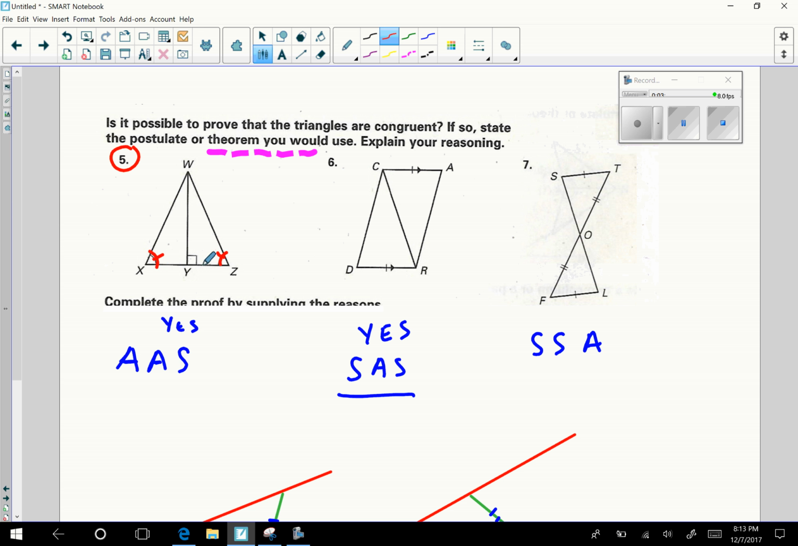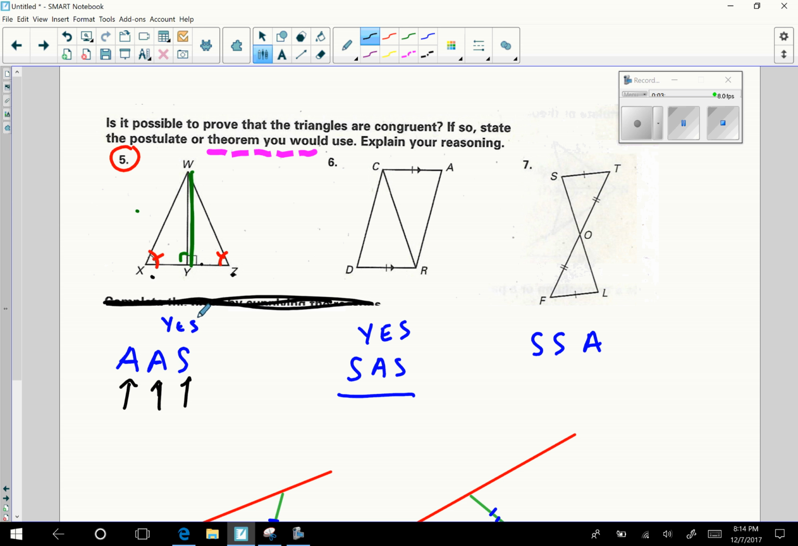And then notice here, I have a linear pair of angles. That one is 90. That absolutely guarantees the other angle is 90. And I certainly know that WY is congruent to WY. So then, yes, I can indeed prove these two triangles congruent because of angle, side, angle.